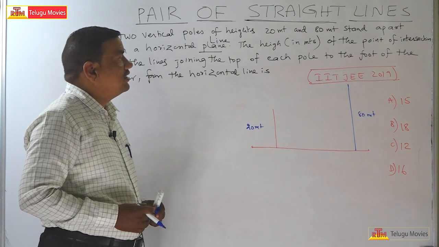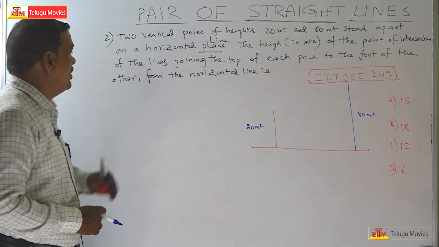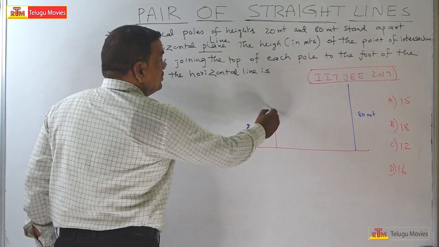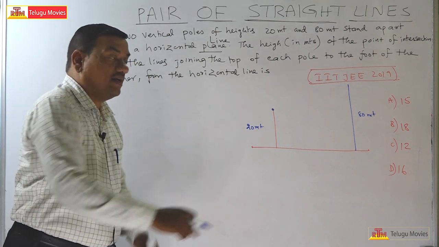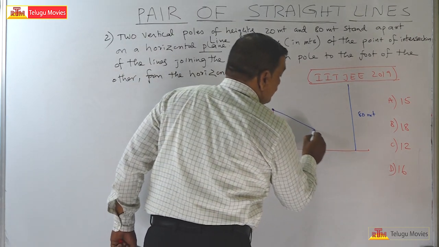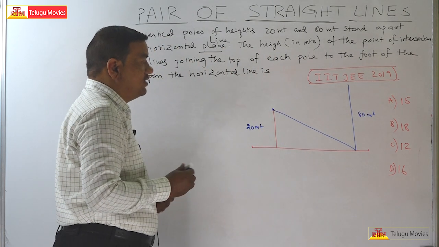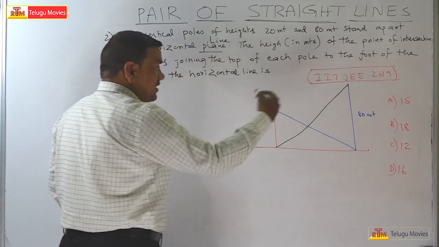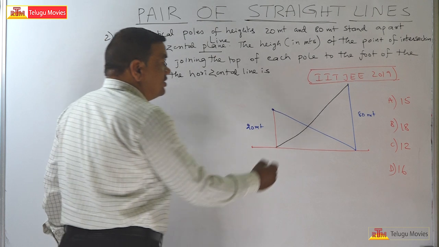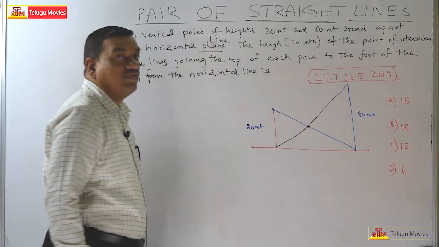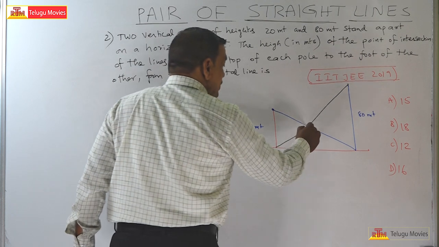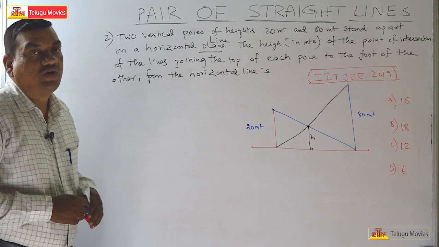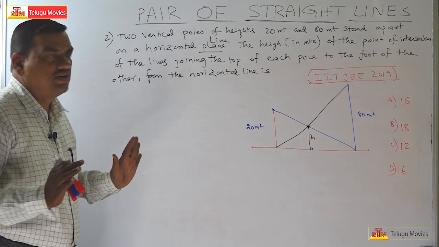Now try to understand this. The whole problem is in this line only. The height of the point of intersection of the lines joining the top of each pole to the foot of the other. So here it is the top of the pole and it is the foot of the other pole. This is the point of intersection. We are asked to find the height of this point of intersection, h. Then how to find it? So the question is very clear.